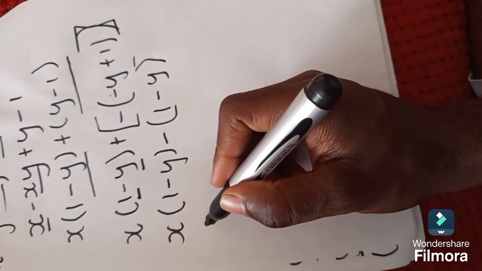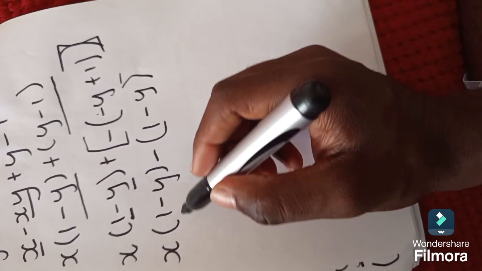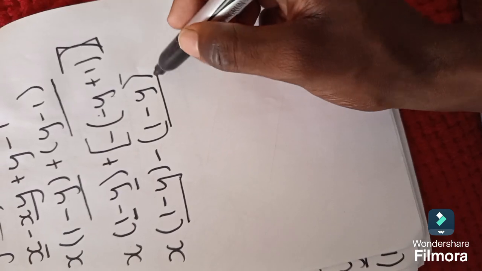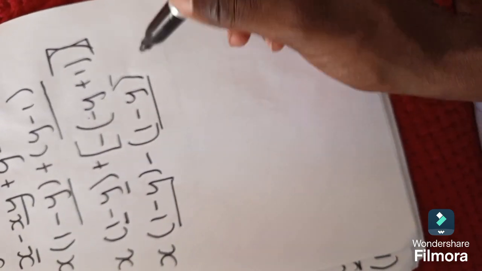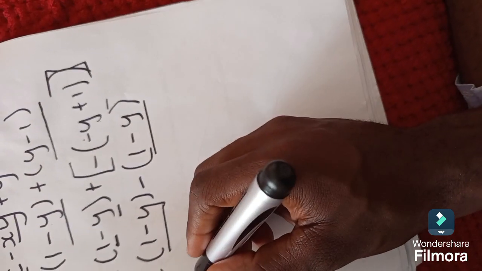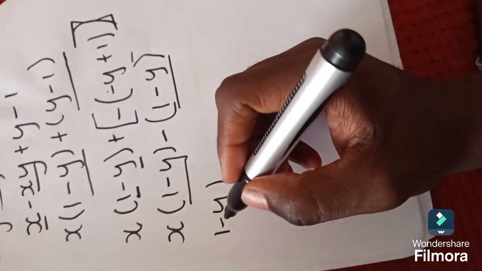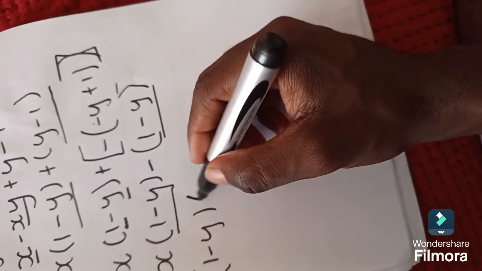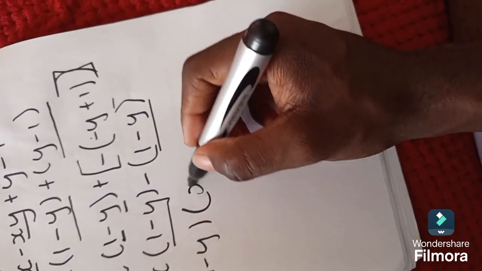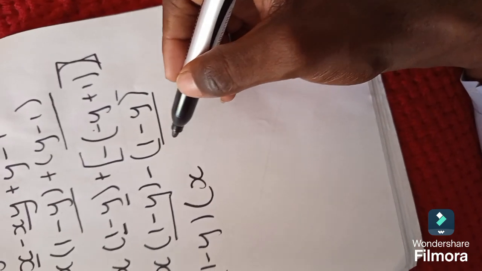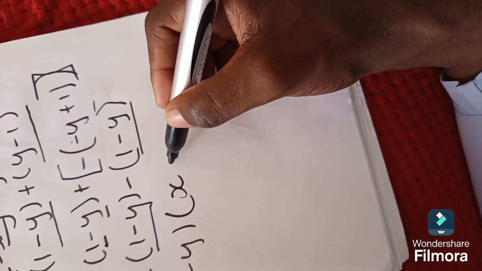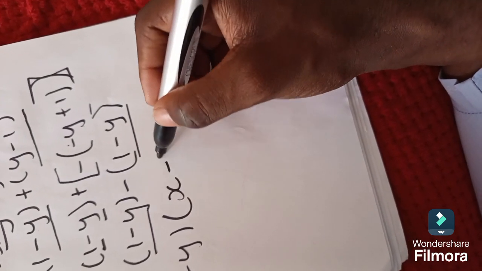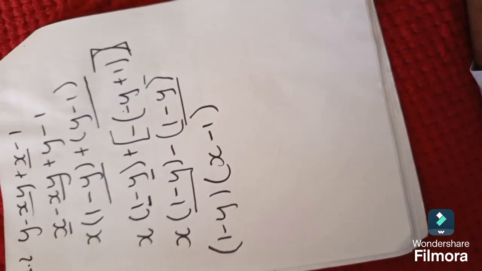From there you can see that from these two terms you have something in common, which is 1 minus y. So if you take out 1 minus y, from the first term you're going to be left with x, and then from the second term you're going to be left with 1. All right.